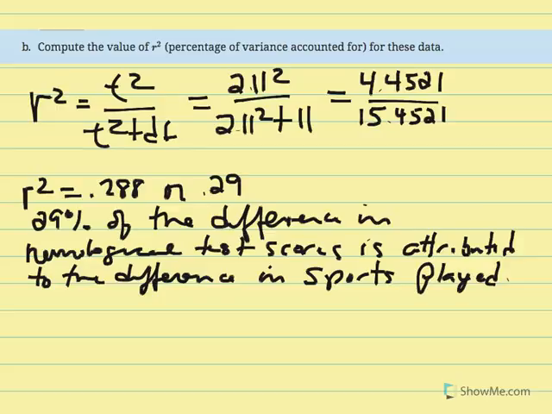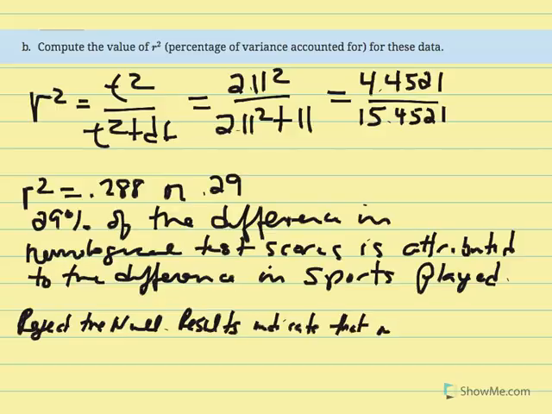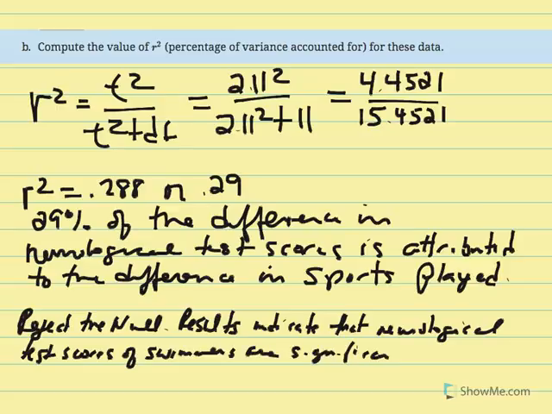And now I'm just going to draw our final conclusions. Okay, so to draw our conclusions, we would say that we get to reject the null. The null said that the neurological test scores would be equal, or in fact that the swimmers would have a smaller score than the soccer players. So we reject that idea. Results indicate that neurological test scores of swimmers are significantly higher than those of soccer players.